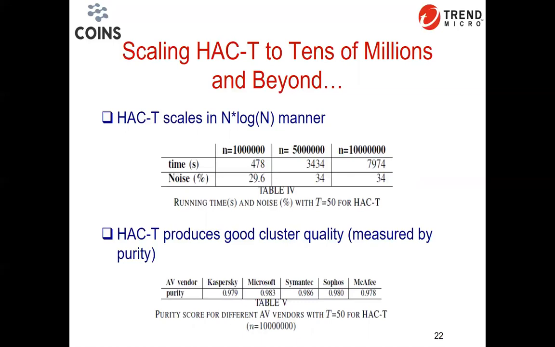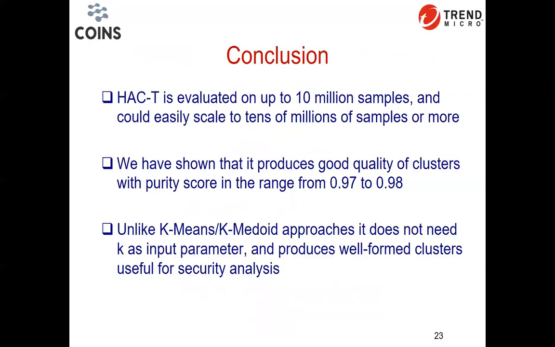In the last table that I present, we have 5 major antivirus vendors, and I calculate the purity score. It's presented for T equal to 50 and 10 million samples, and we see a very good range between 0.97 and 0.98. So we conclude that HAC-T is pretty scalable. It can scale to 10 million samples and possibly much more than 10 million, to tens of millions, and we have shown that it has good cluster quality. And unlike k-means and k-medoid, it does not need k as an input parameter.